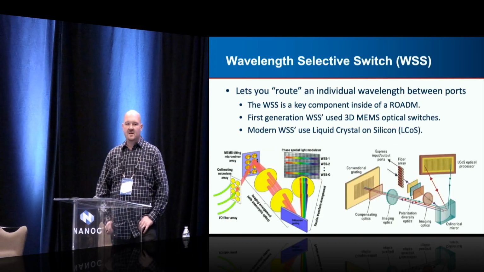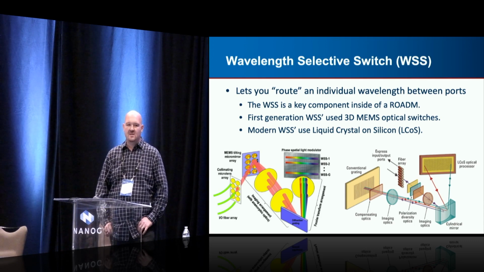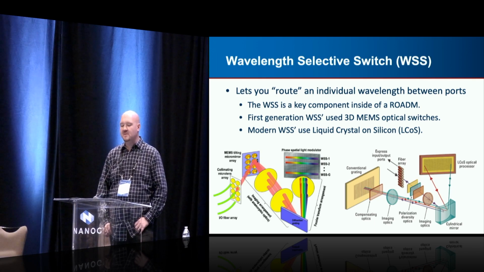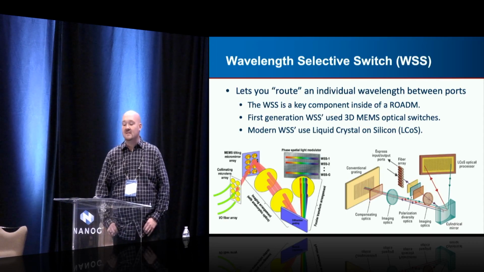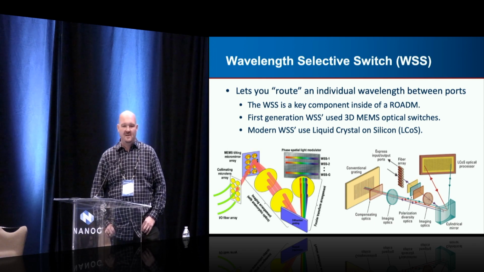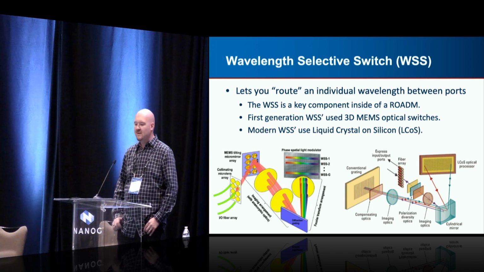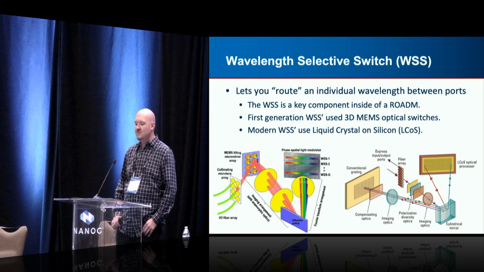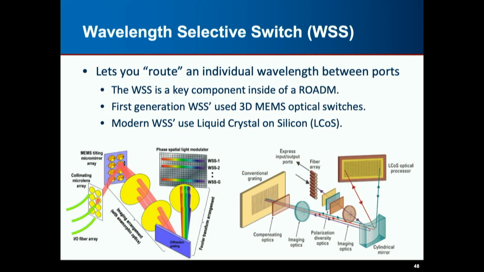A WSS, which I talked about earlier, a wavelength selective switch, is the component that lets you route an individual wavelength. The first generation ones were built on these 3D MEMS technologies. The newest ones are actually built on what's called LCOS, liquid crystal on silicon. So it functions similarly to, remember the old projector TVs that we used to have before we had flat screens everywhere? It's a very similar kind of concept. There's a lot of advanced engineering that goes into breaking these things out and having these LCOS filters that can filter specific frequencies and then send it in the direction that you want to go. That's why these tend to be very expensive, very advanced components.